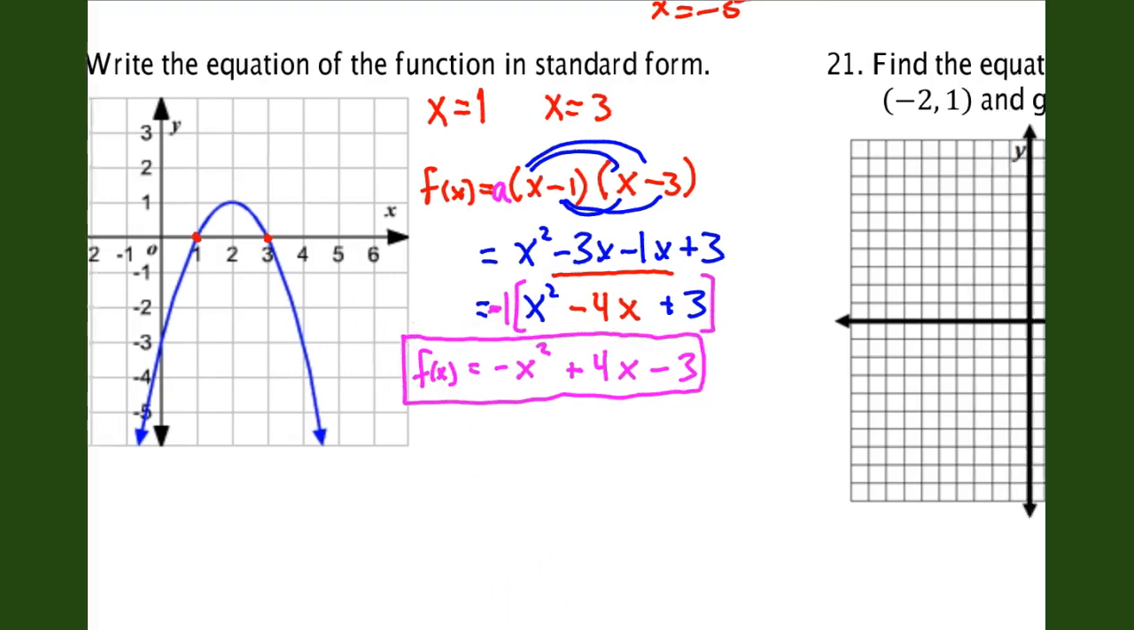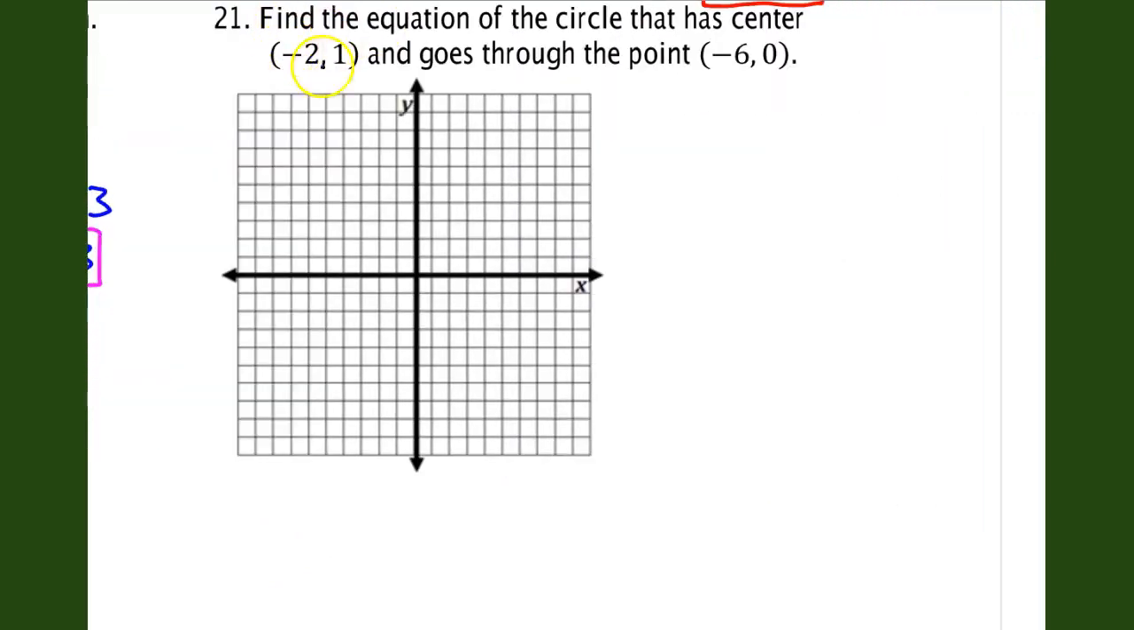All right, let's go to number 21. All right, let's jump into conics now. Let's find the equation of the circle that has a center of -2, 1, there's our center, and then goes through the point -6, 0. So -2, 3, 4, 5, 6. So it needs to go through this point.